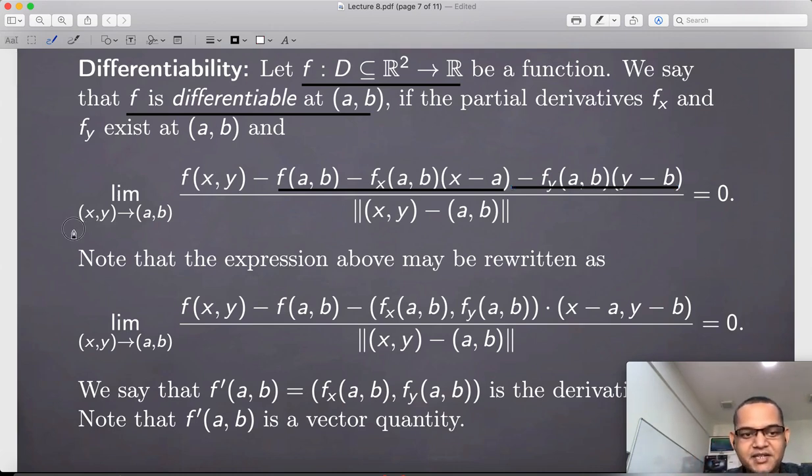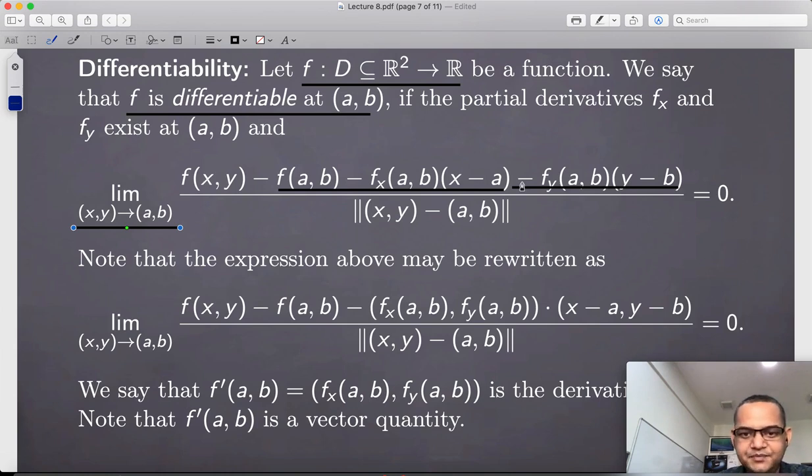I am saying whenever this (x, y) goes to (a, b), this is in the sense of the limit of two variables. That means you have to take small neighborhoods around this point. There is no specified direction here. So if this happens, you say that your function is differentiable.